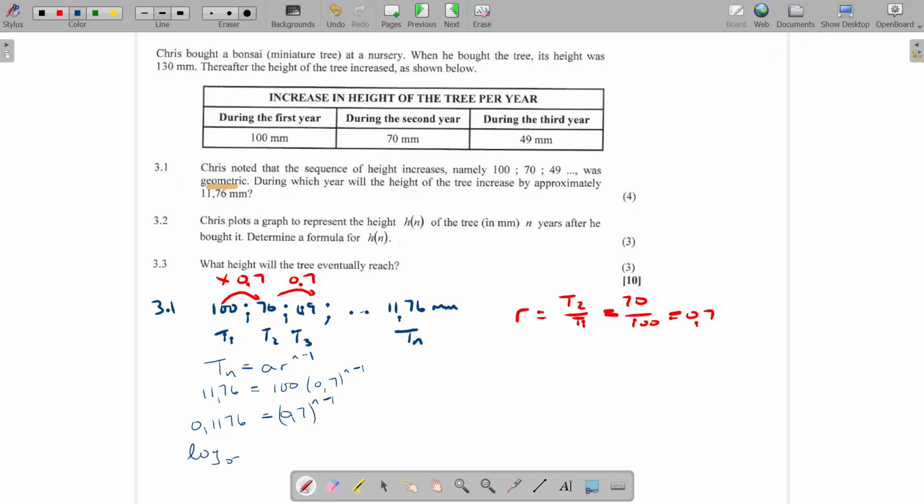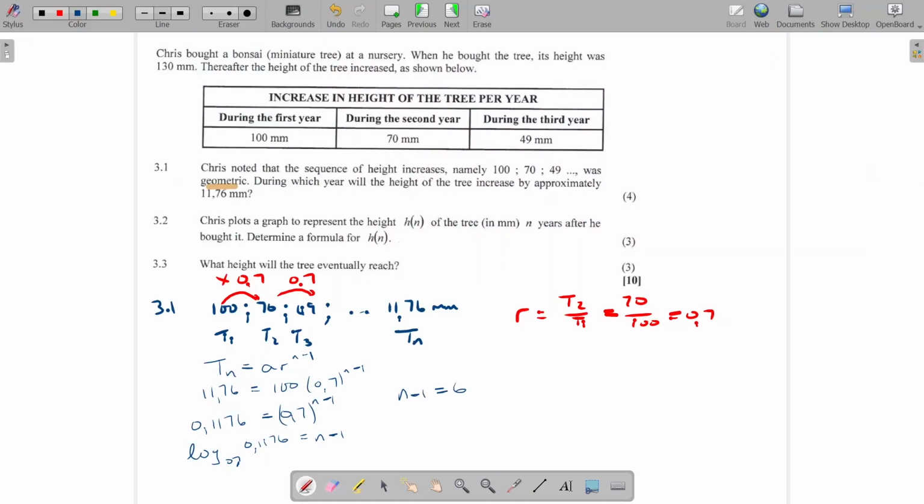So log base 0.7 of 0.1176 would equal n minus 1. So let's try that on the calculator. Log base 0.7 of 0.1176, and we get an answer of 6. Okay, so as a result, n minus 1 equals 6, so n equals 7. Okay, so during the 7th year.